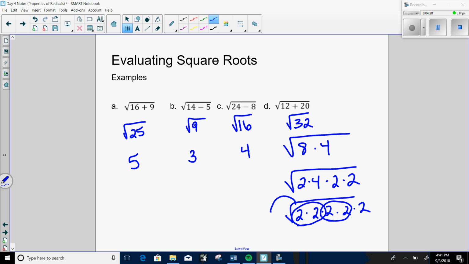One of these jumps out, one crosses off. One of these jumps out, one of these crosses off. So we had two 2's that came outside. What do we do with those two? We multiply them together. This 2 doesn't have anything to pair with to come out, so it has to stay inside, and we get the answer of 4 square root of 2. And that's the answer that I would be looking for.